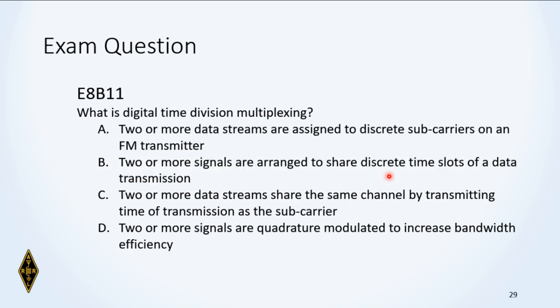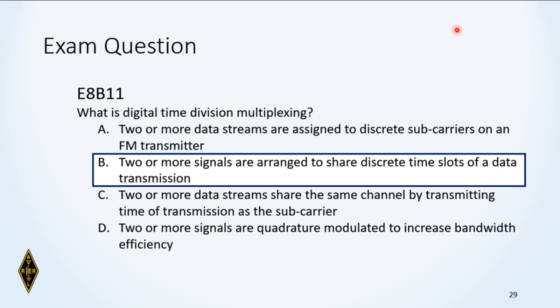Good, very good. What is digital time division multiplexing? Now here we see the word subcarriers, but don't let that trip you. B it is. Two or more signals are arranged to share discrete time slots of a data transmission.